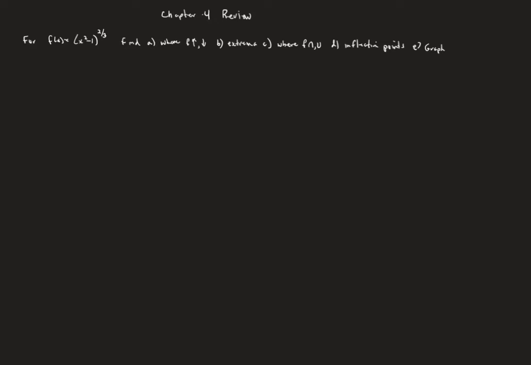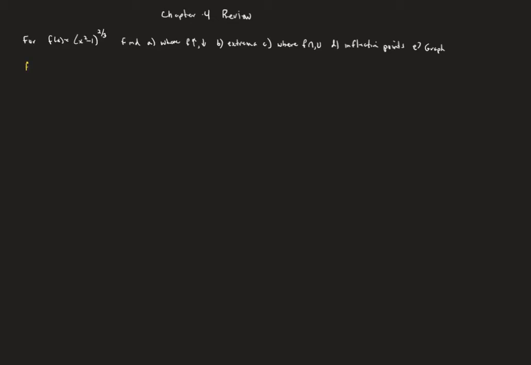We're going to work some problems here to review for the Chapter 4 test. So for the first one, we have f of x equals (x squared minus 1) to the 2/3 power. We're going to try to find the intervals where f is increasing and decreasing, find any relative extrema, find the intervals where f is concave up and concave down, find any inflection points, and then use all of that information to draw a graph.